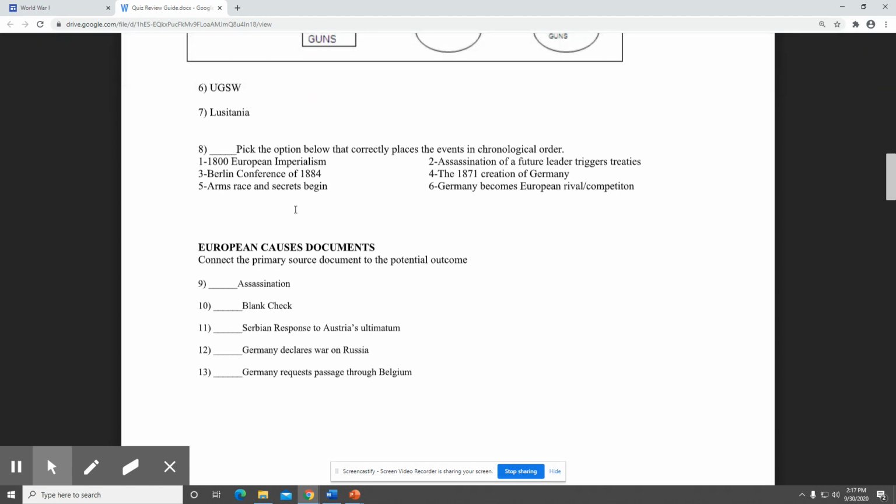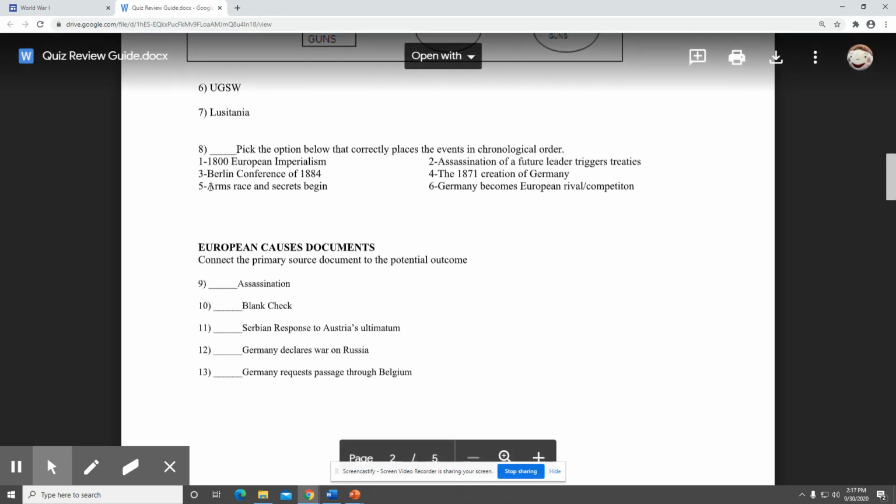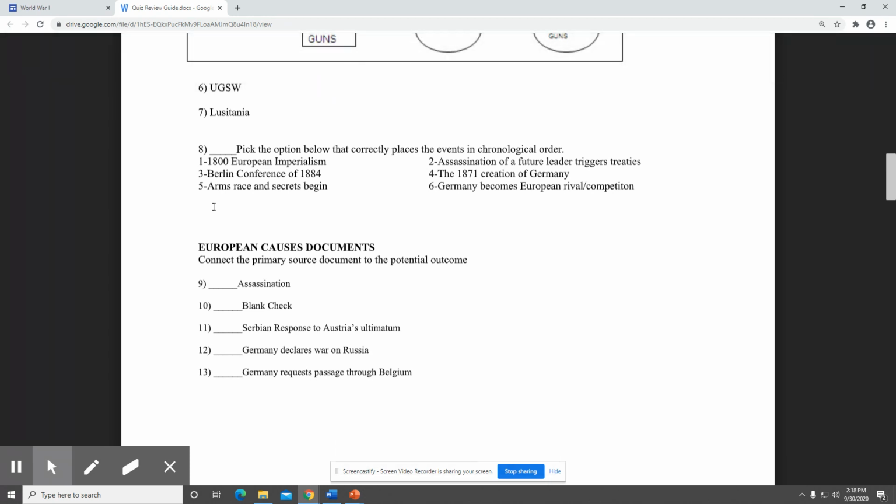So to try to give you an idea of how that would work, let's see. We have the Berlin Conference of 1884. Well, that sounds like it has to happen pretty early because it's definitely before the assassination of future leaders. So I would probably say that. Wait a minute, we have 1800 European imperialism. Okay, well, that's 1800, so that definitely has to be early. So I would probably say that that is going to be before 3. So I know that in any of my choices, I'm probably looking for 1 to be the first item. So 1800 European imperialism would be the first thing that happens amongst the 6 here.